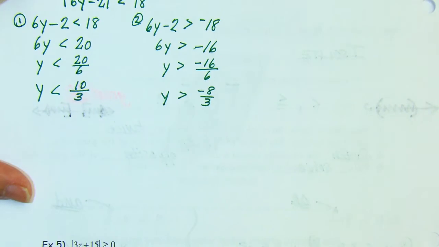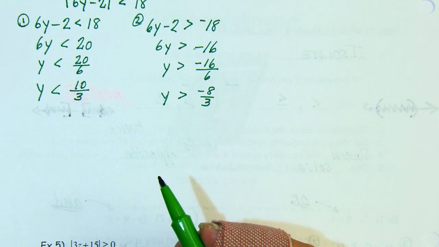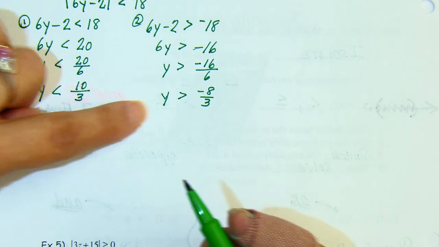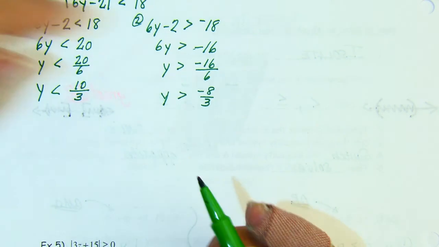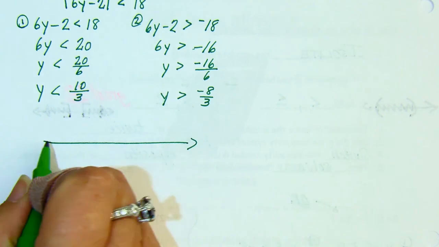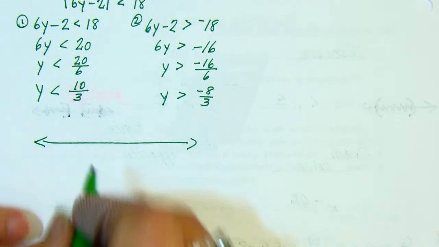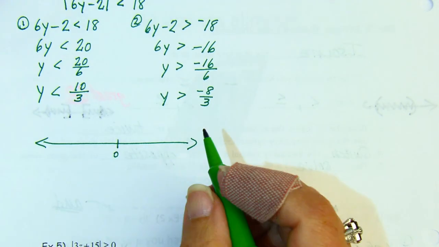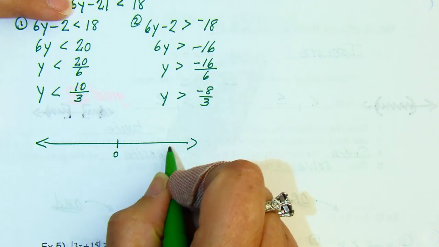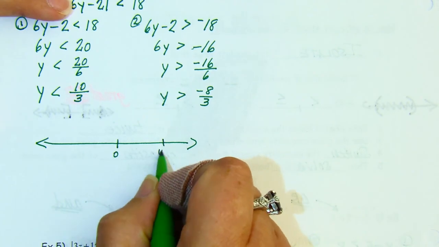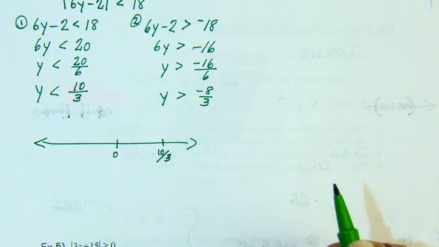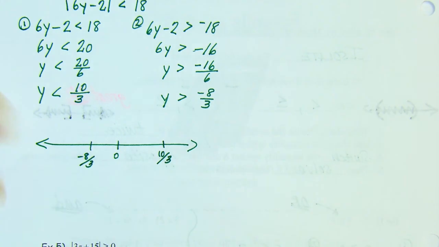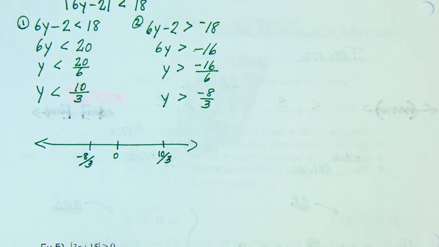Okay, now I'm going to graph. If you're going to put this on a number line that's already given to you, you have to estimate 10 thirds and negative 8 thirds. But for the purposes of this, I don't have a number line, and I've got a positive number and a negative number, so I'm going to put 0 here. I'm just going to say 10 thirds is to the right of 0. 10 thirds is what, like 3 1/3? So I'm going to say 10 thirds is here. And negative 8 thirds would be about here. That's what, 2 2/3, negative 2 2/3.